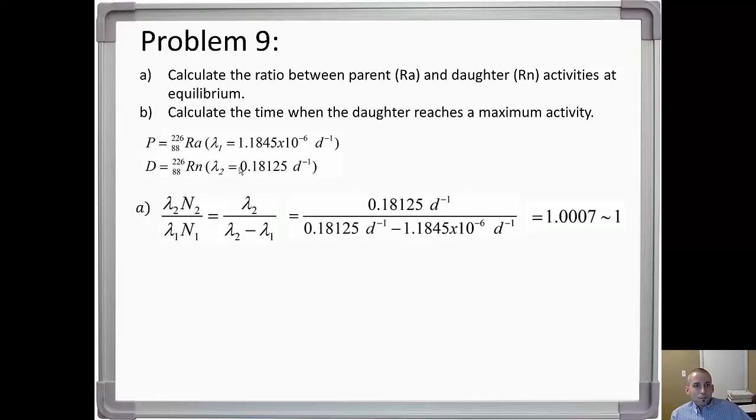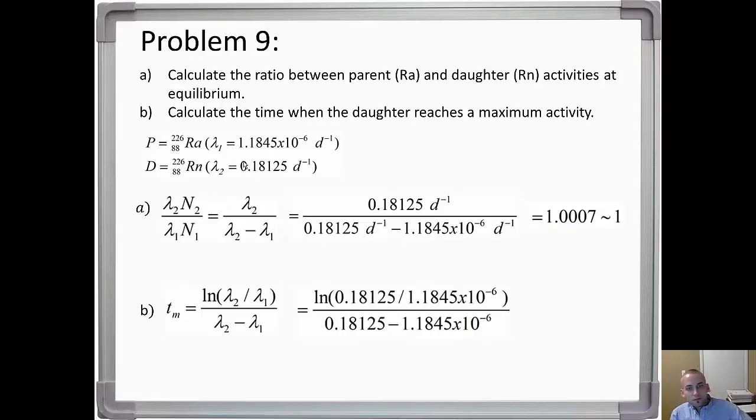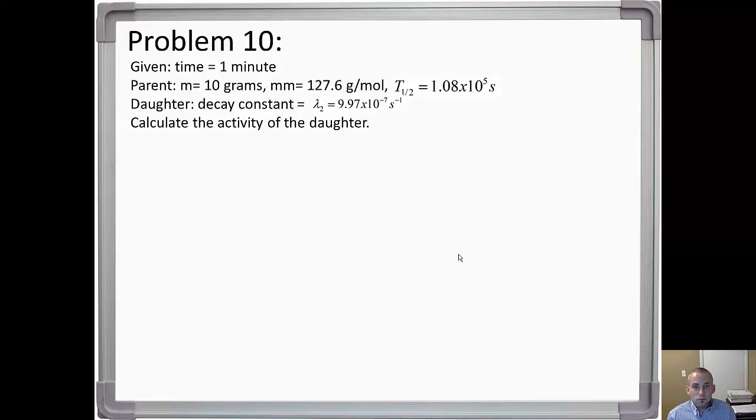So part B, calculate the time when the daughter reaches a maximum activity. So that's the other formula from the last slide. Sub in the decay constants, and we get our answer, 65.9 days. Okay, so let's go to problem 10.